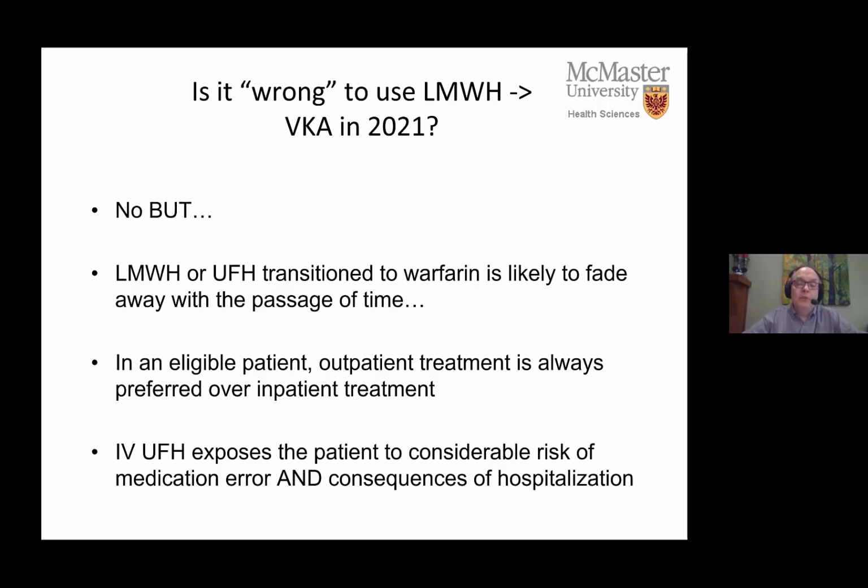Low molecular heparin or unfractionated heparin transition to warfarin is likely to fade away with the passage of time. In all eligible patients, whether you're going to use a low molecular heparin transition to warfarin or a DOAC, outpatient treatment is always preferred over inpatient treatment if it's available and is safe. And remember that IV unfractionated heparin is something that we do hardly anymore. It's very cumbersome and difficult to use, and it's very, very poorly done. You really should be trying to avoid using unfractionated heparin in anybody unless you really need to.